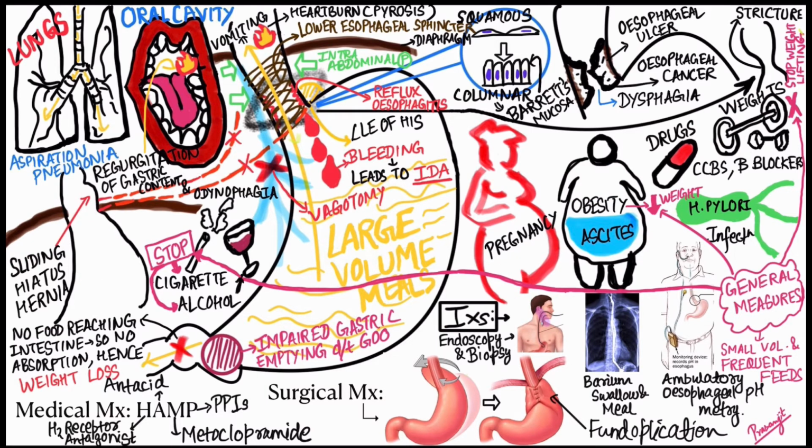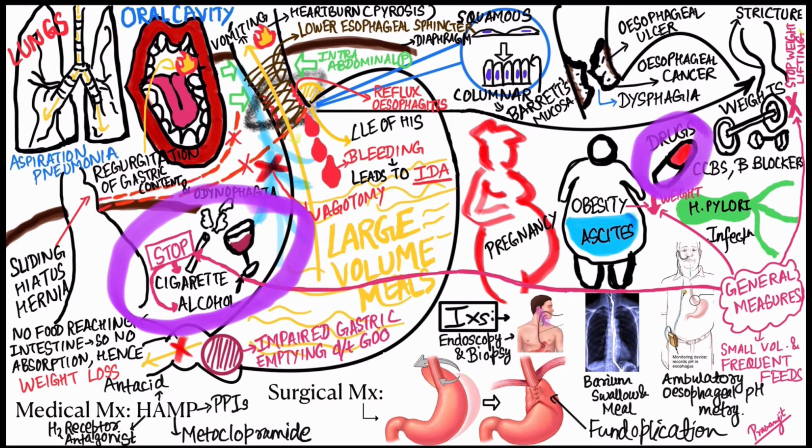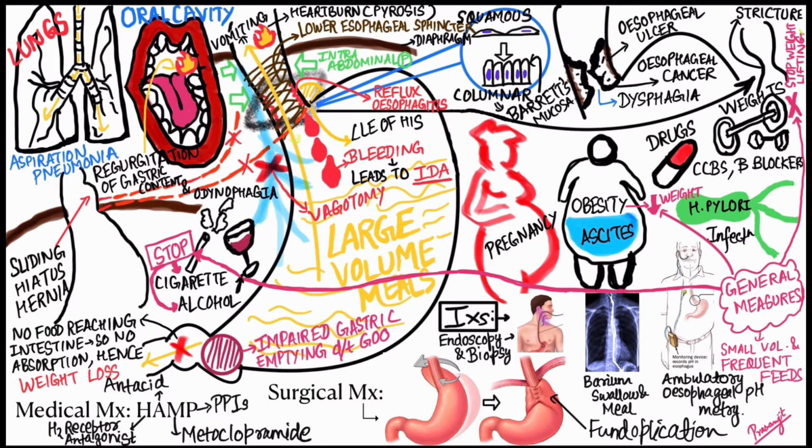Then other etiological factors include cigarette smoking and alcohol. And then we have some drugs, which include calcium channel blockers and beta blockers. Then we also have Helicobacter pylori infection. Okay, so Helicobacter pylori infection can either increase the chances of gastroesophageal reflux disease or it can decrease the chances of gastroesophageal reflux disease. Coming to the last two etiological factors, first is large volume meals. Okay, so large volume meals and impaired gastric emptying due to gastric outlet obstruction.